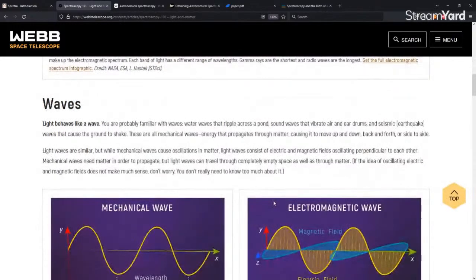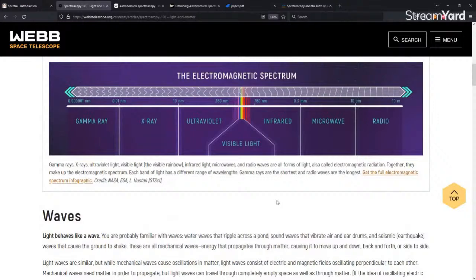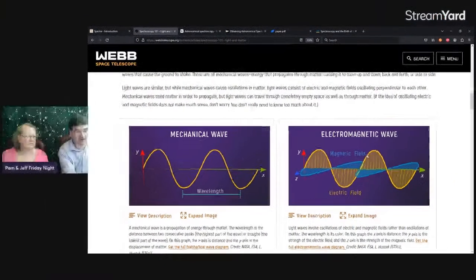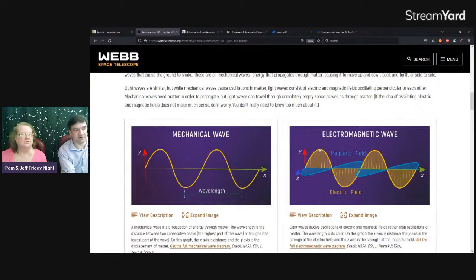Which we can't really see, because you remember that atmospheric, we're blind to them here, even with the right kind of equipment. So this is a mechanical wave. This is an electromagnetic wave. It looks more three-dimensional. Electric field goes this way.